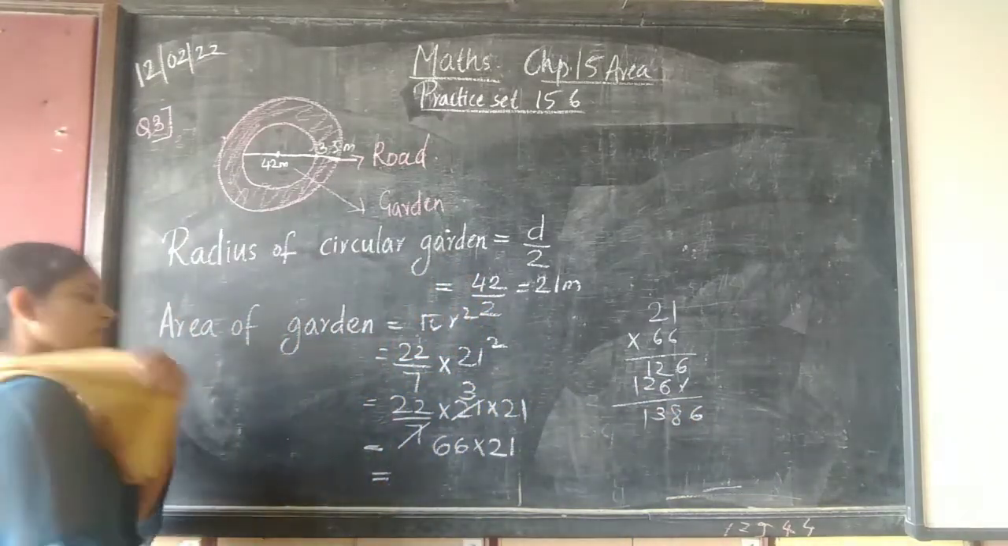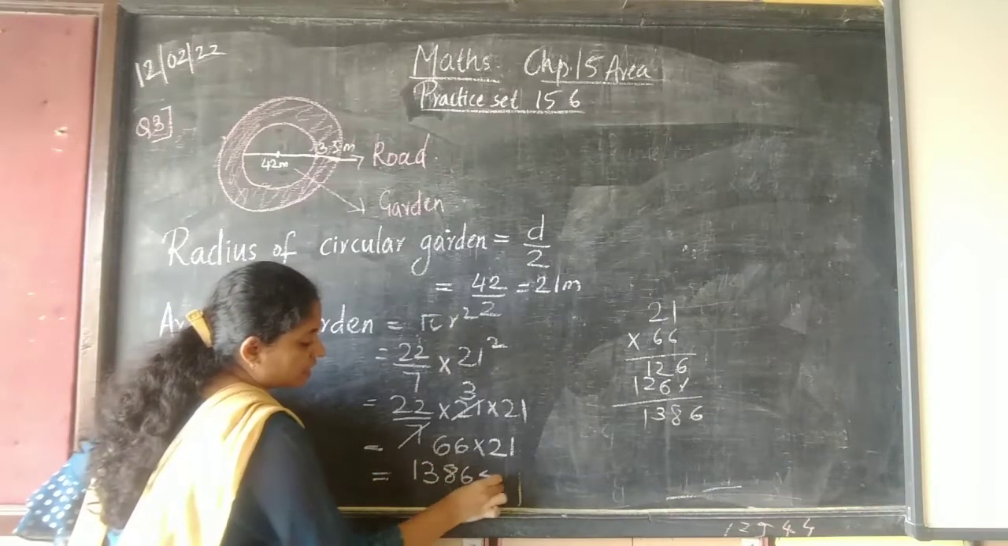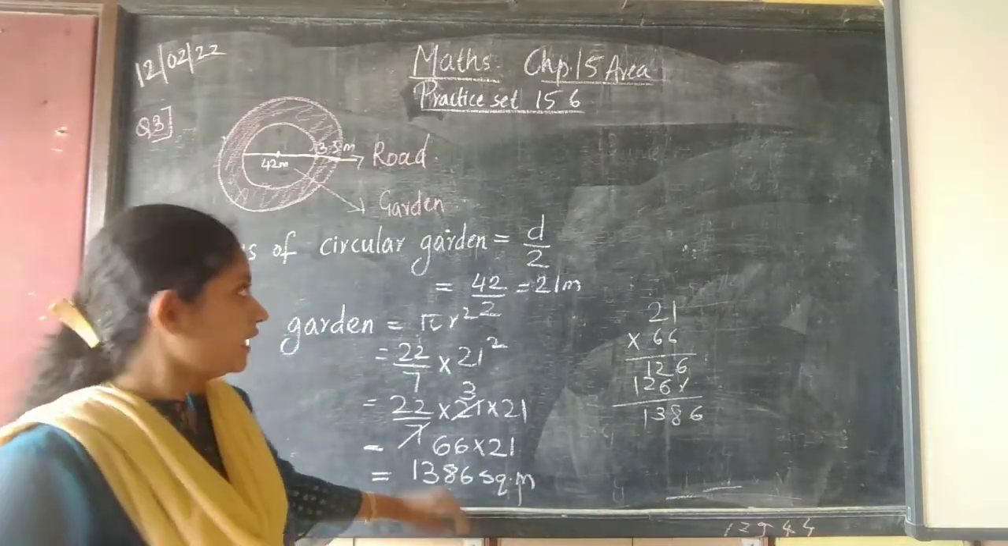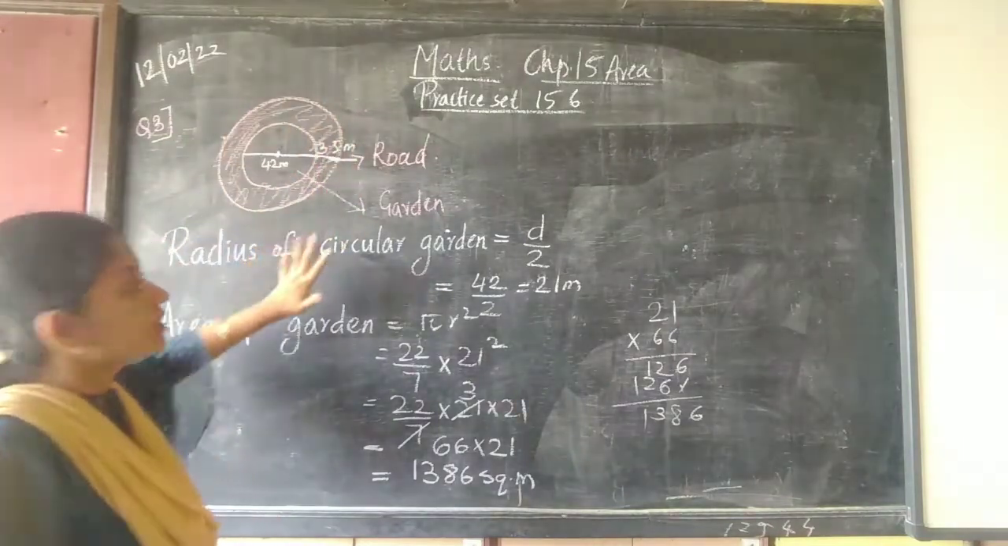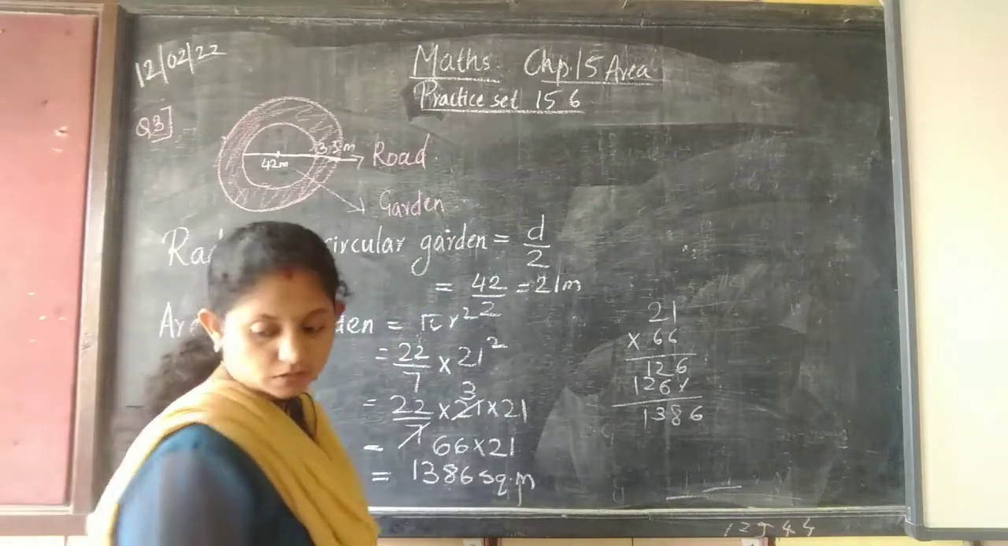Okay. What you are getting here? 1386 square meter. We got the area of this garden. Now what are we supposed to do? This full plot is how much circular plot? That area we will find out. Okay.